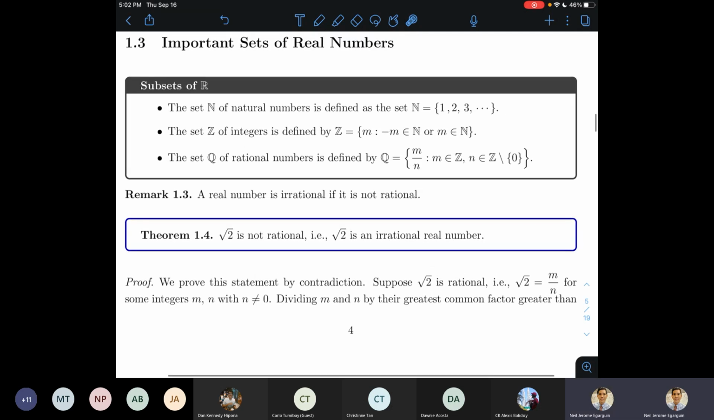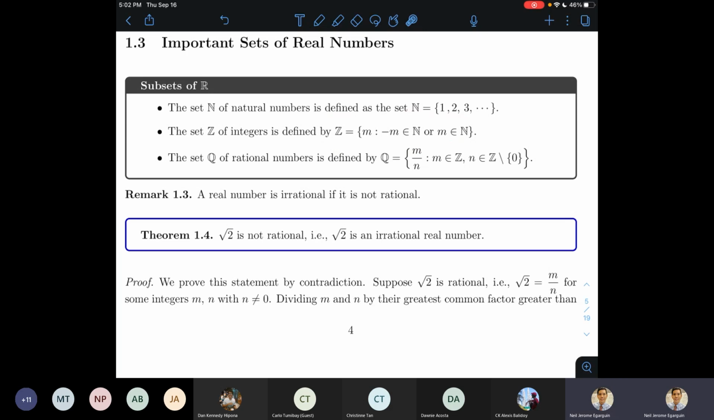We have a lot today, but I'll try to finish until page 9. So there's still a lot. Some important sets of real numbers. So we have the set of natural numbers. You know this from Math 101. The set of integers being the negative of natural numbers.